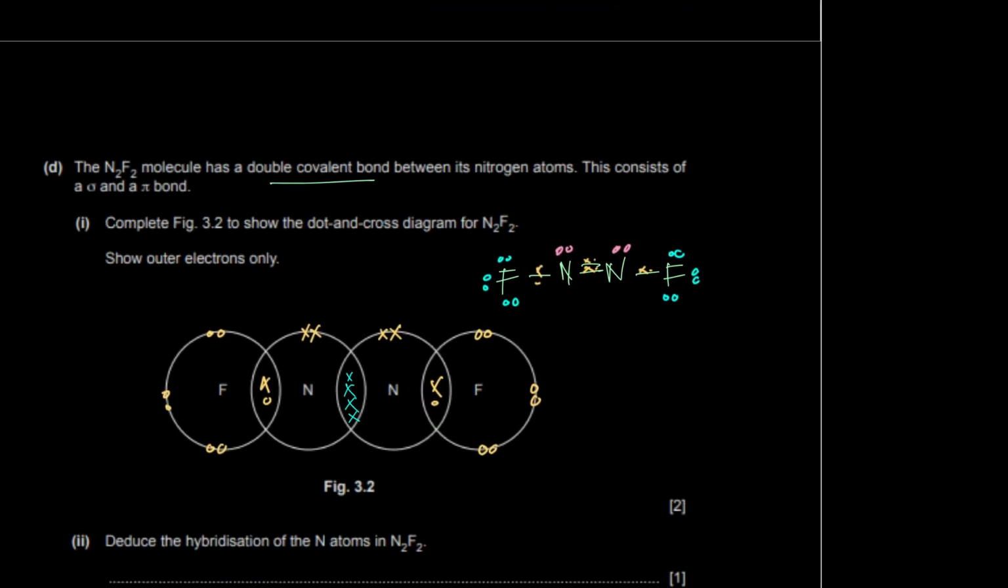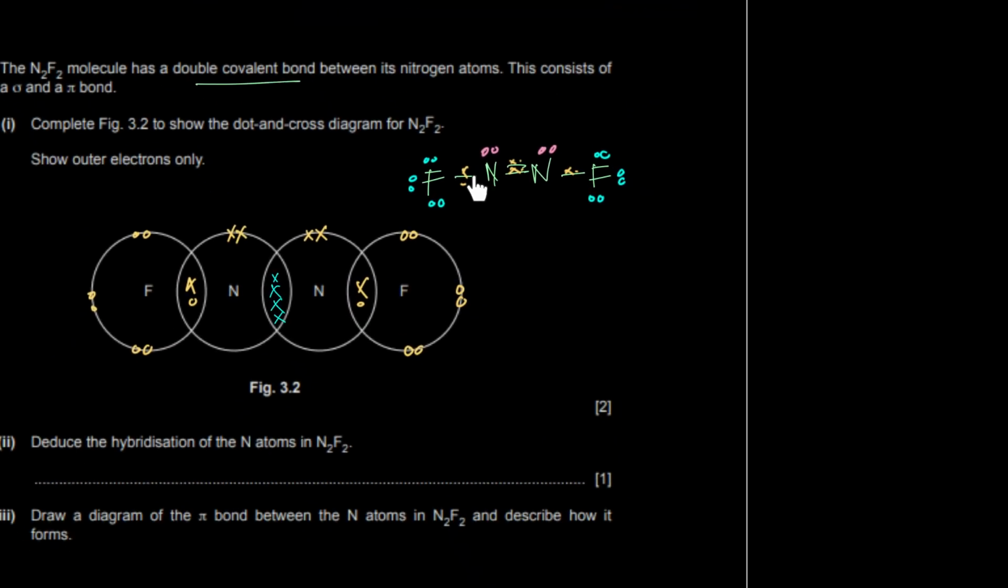Deduce the hybridization of N in N2F2. What's the hybridization? Look at this. It has a lone pair and 1 electron cloud is here, 1 electron cloud is here, 1 electron cloud is here. So if you look at the hybridization, always look at the electron geometry. What's the electron geometry? Right here, right here, right here. So it's trigonal planar. That's the electron geometry. Trigonal planar is what? 120 degrees, sp2 hybridized. That's it. sp2 hybridization, because it's trigonal planar electron geometry.